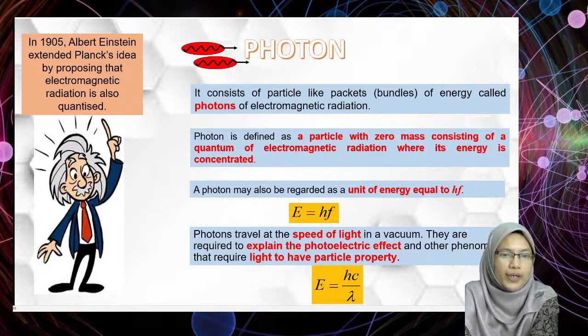This is required to explain the photoelectric effect and other phenomena that require light to have particle properties. We can write it as E equals hc over lambda. This energy is known as the energy of a photon.